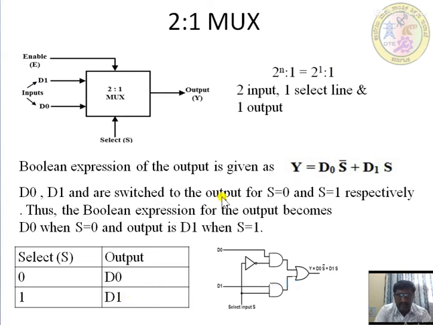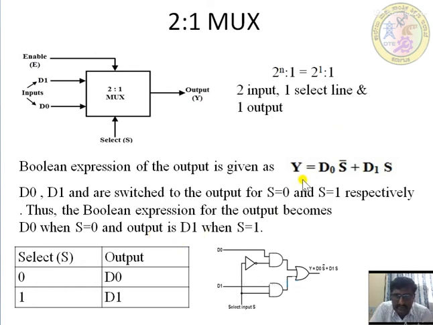Now the expression, how we will be writing it is, see here, y is equal to what as the output, y is equal to d0 s bar. Since s is equal to 0, we will be writing it as d0 s bar plus d1 into s. Okay, see d0 and d1 are switched to the output when s is equal to 0 and 1 respectively. Thus the boolean expression for the output becomes d0 when s is equal to 0 and output is d1 when s is equal to 1.